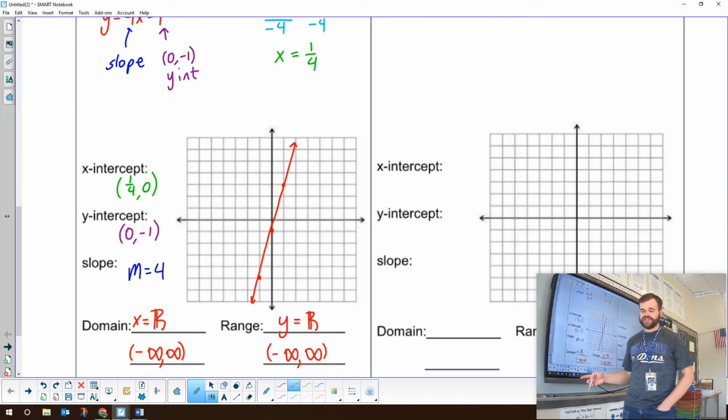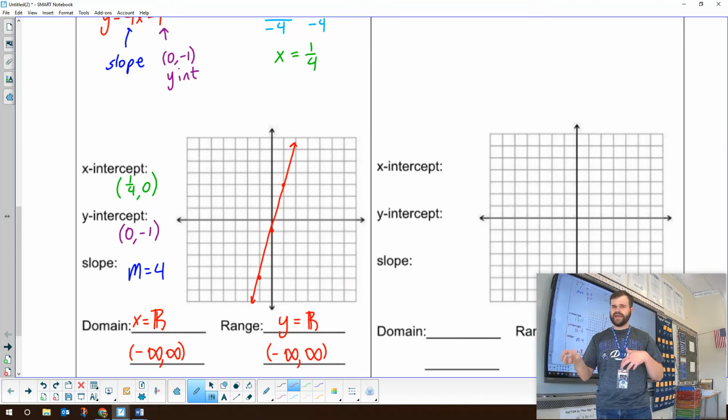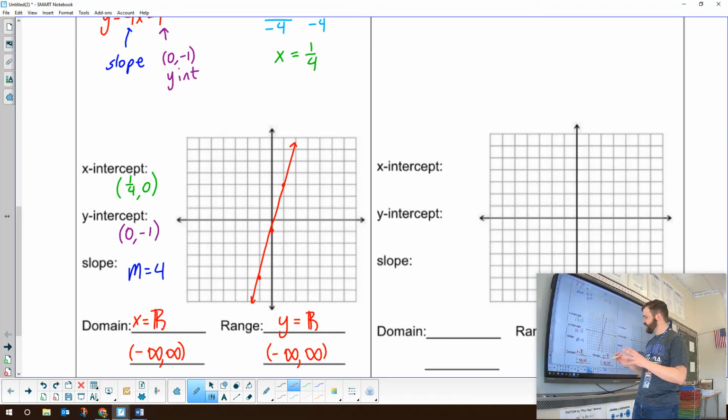Do not worry about this. It's just going to be all real numbers or negative infinity to positive infinity for all of our linear equations. Whenever that changes, I'll be sure to let you know. Let's take a look at our next problem here.